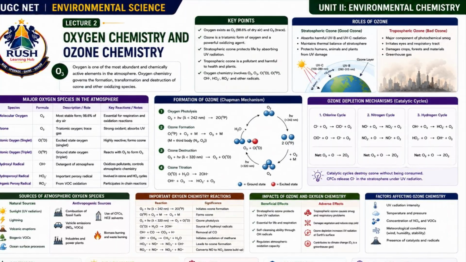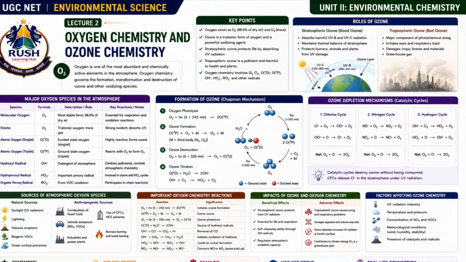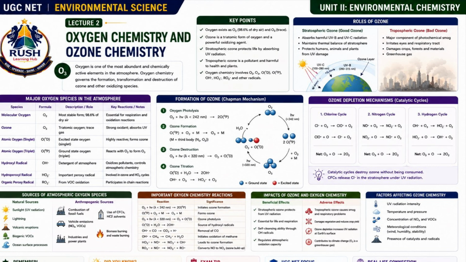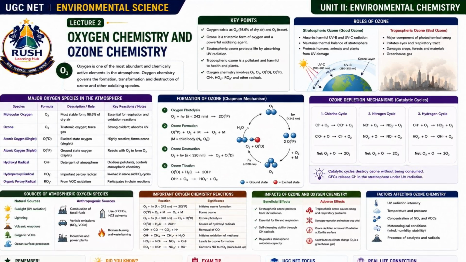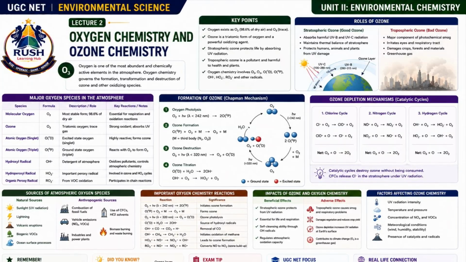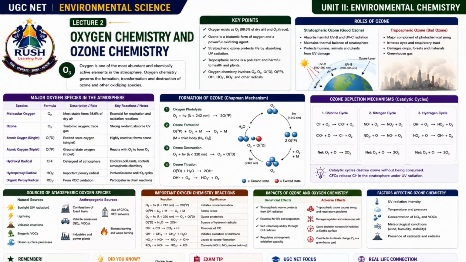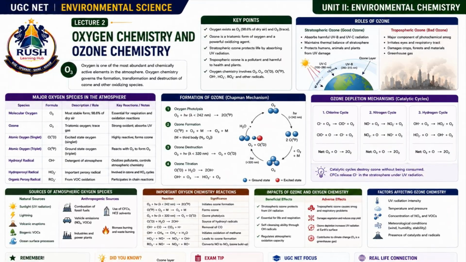Now let's move to oxygen chemistry involving free radicals. One of the most important species is the hydroxyl radical, represented as OH. The hydroxyl radical is known as the detergent of the atmosphere because it reacts with pollutants and greenhouse gases, helping remove them from the atmosphere.